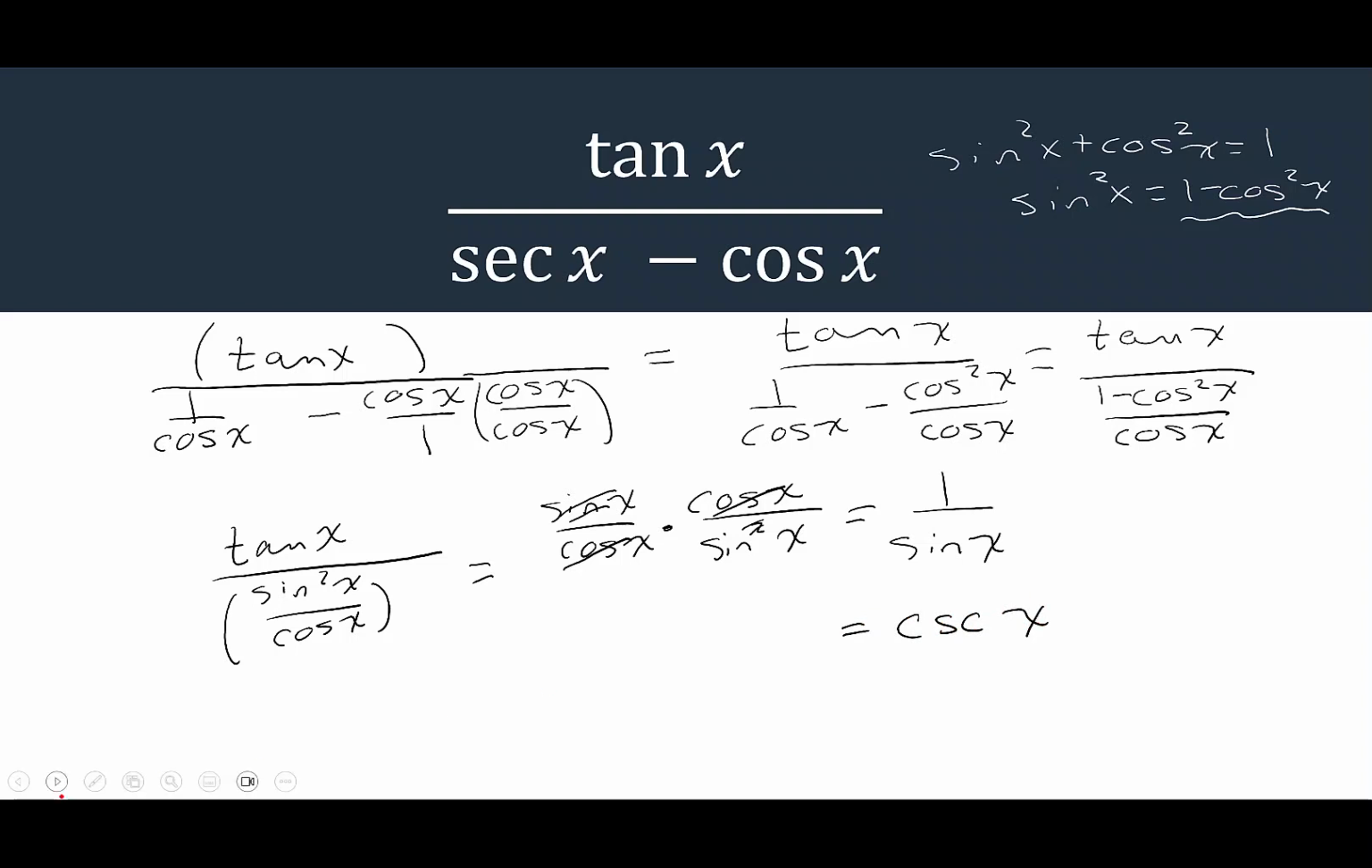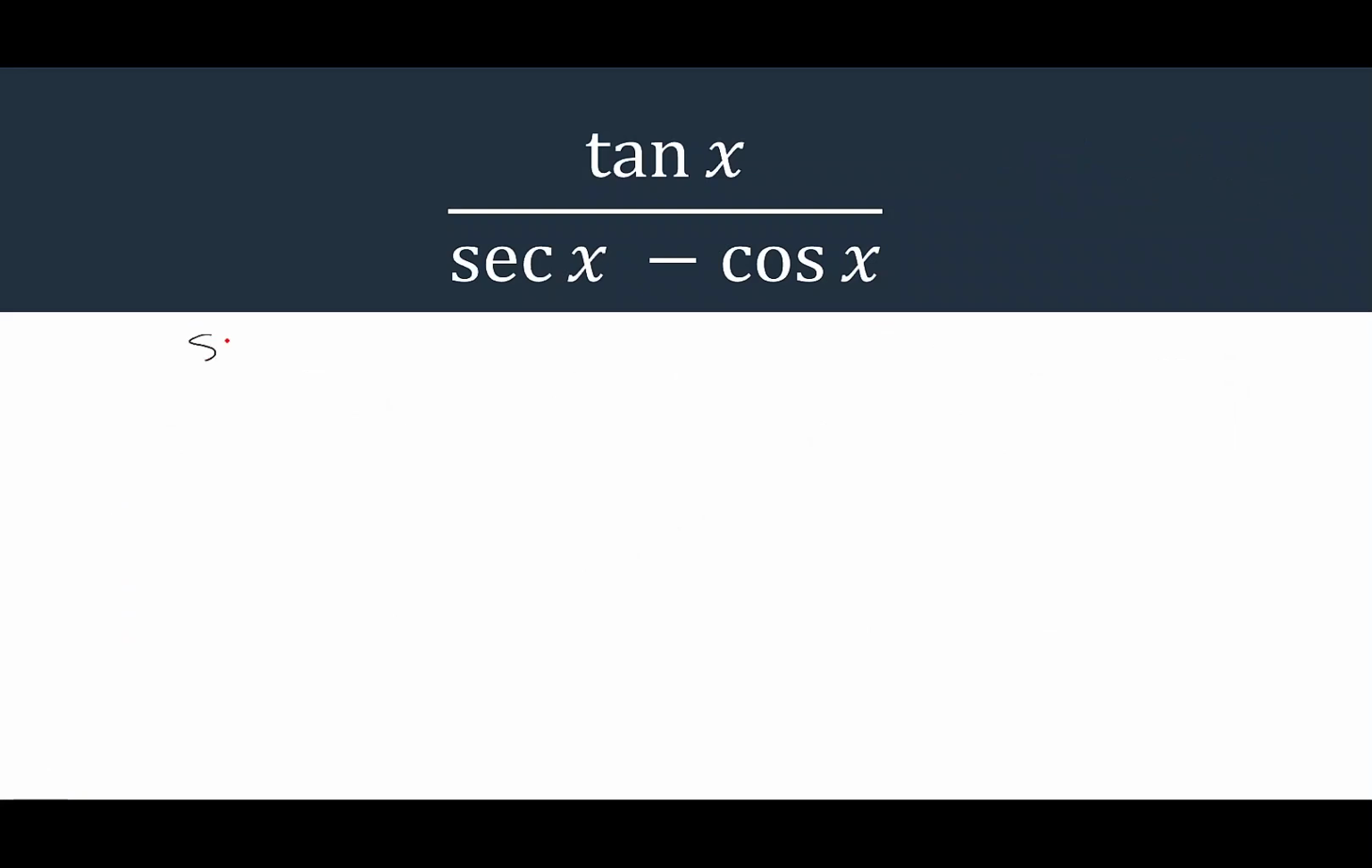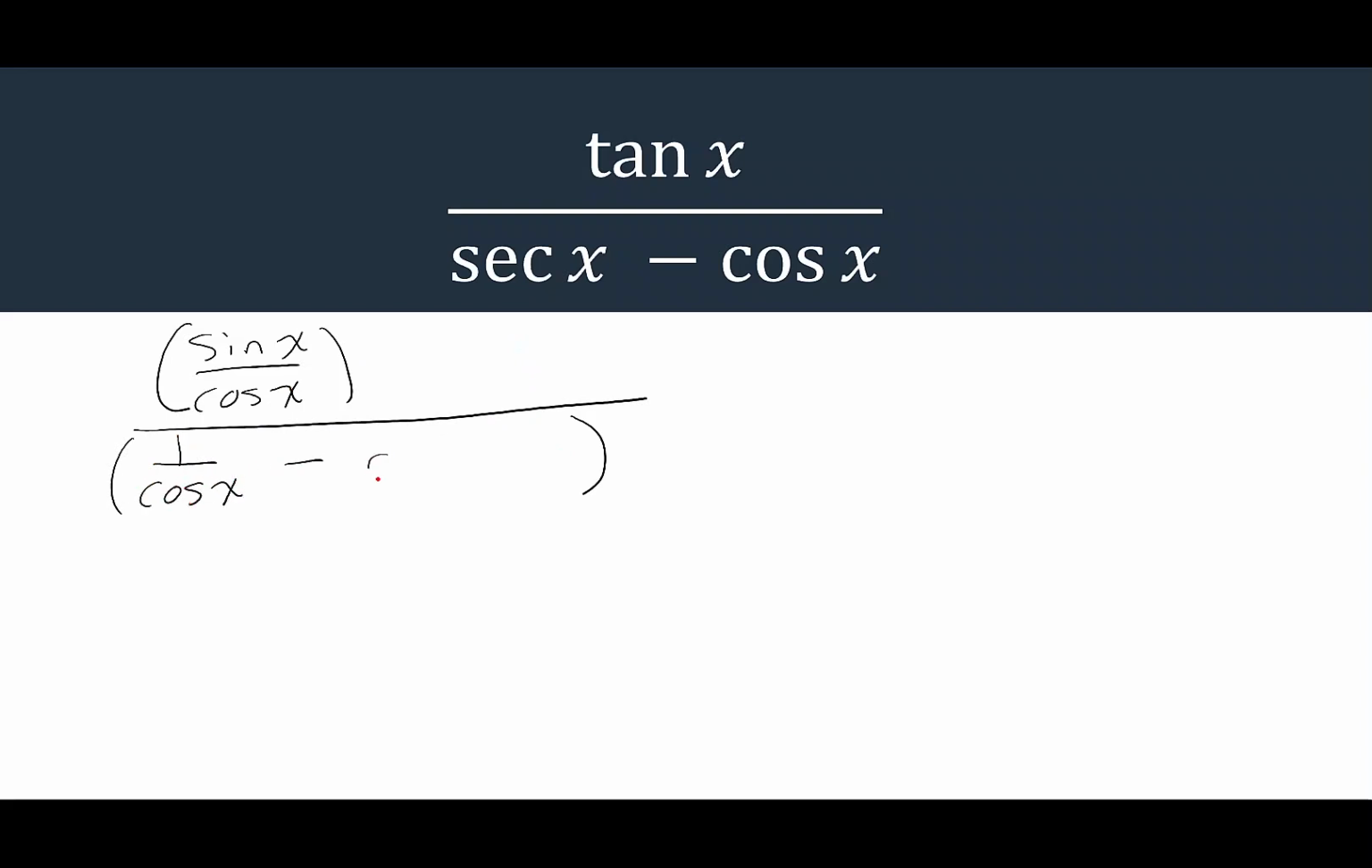Let me show you a second way to simplify this expression. This time we'll start by saying tangent is sine x over cosine x, and I'll put that in parentheses to keep track of it. And in the denominator, I'll say secant of x is 1 over cosine x, and then I still have cosine x. So instead of finding a common denominator this time, what I'm going to do is clear the fraction within a fraction that I have in the denominator from this cosine of x.